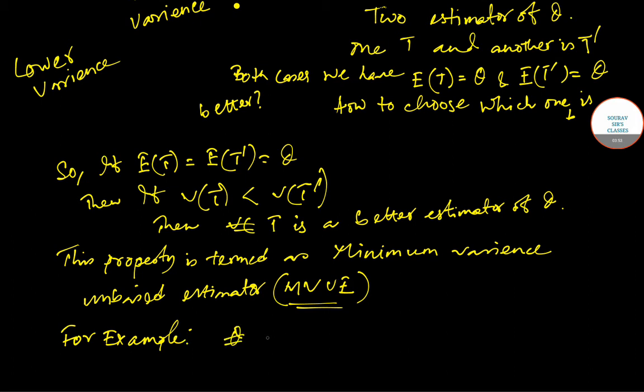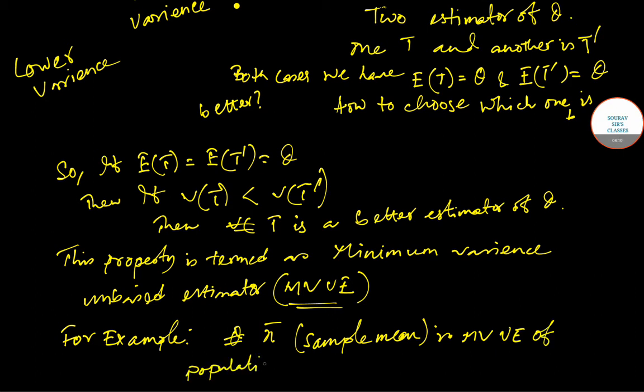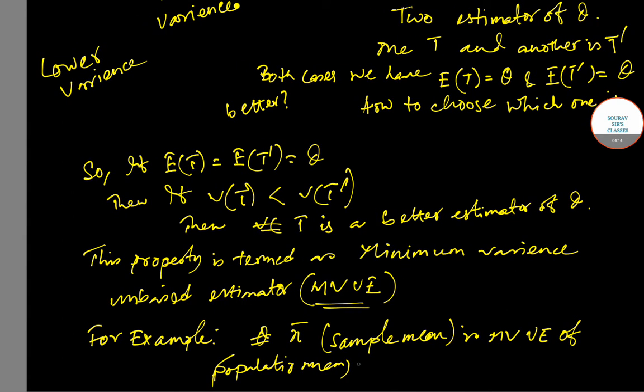For example, x bar, that is the sample mean, is the MVUE of the population mean mu. So this is an example of the MVUE property.